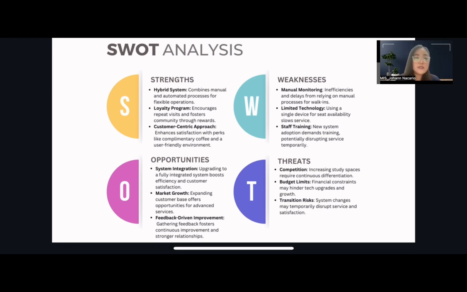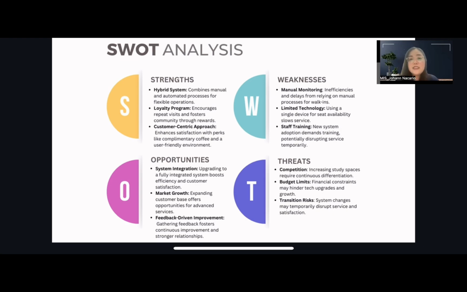Now, let's go to the SWOT analysis for their current MIS. So for their strengths, we see that they are using a hybrid system already. This is a combination of manual and automated processes for flexible operations. Their loyalty programs, which encourage repeat visits and foster community through rewards. A customer-centric approach, which enhances satisfaction with perks like complimentary coffee and a user-friendly environment.